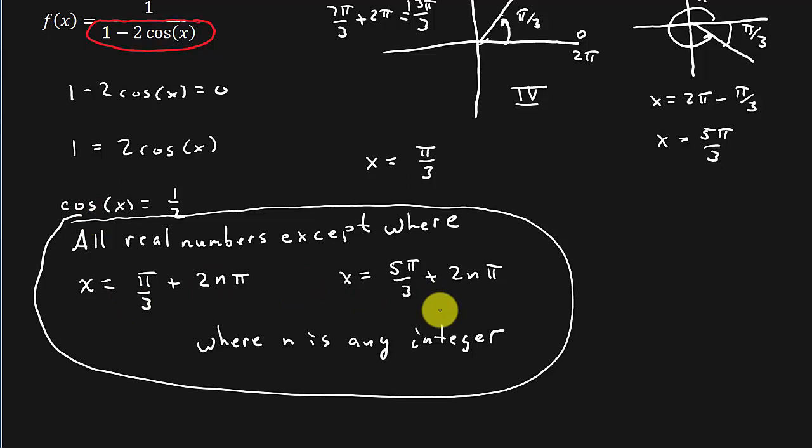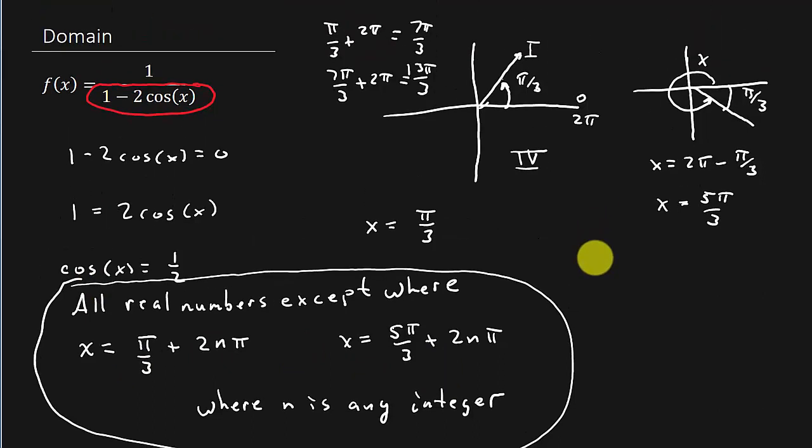So, you know, it's really nothing different from finding the domain of a rational function. We did the exact same thing, set the denominator equal to 0, found out what values of x gave us 0 in the denominator. The only difference is we had a trig function there.